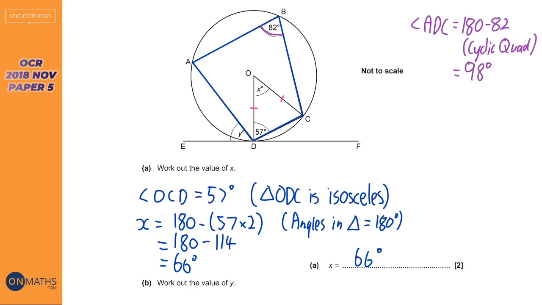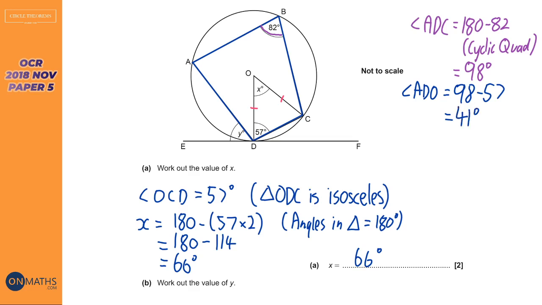Now I can work out ADO, so I'm going to do that next. Angle ADO, and that's just going to be 98 take away 57. There's no reason for that, it's just logic that if that whole thing is 98, we take away the 57, so we don't need to write down a reason. And that equals 41 degrees.